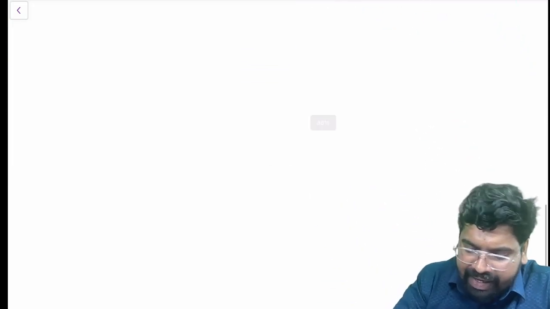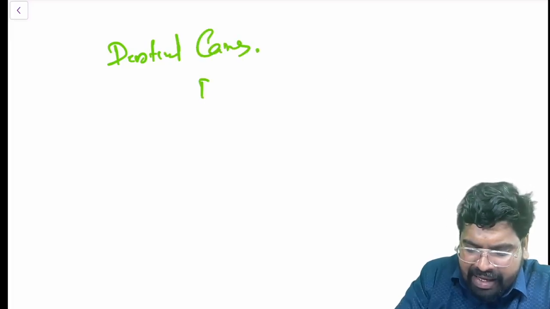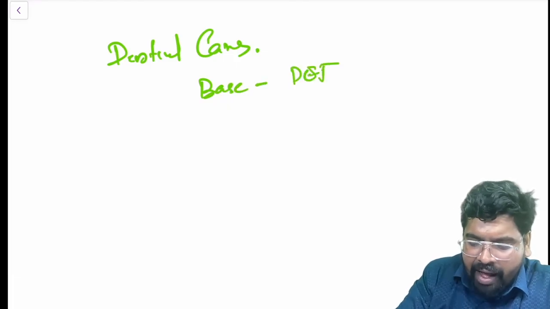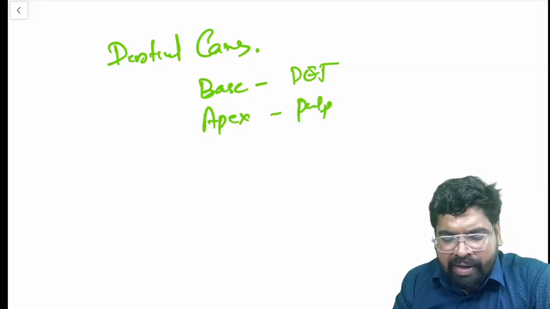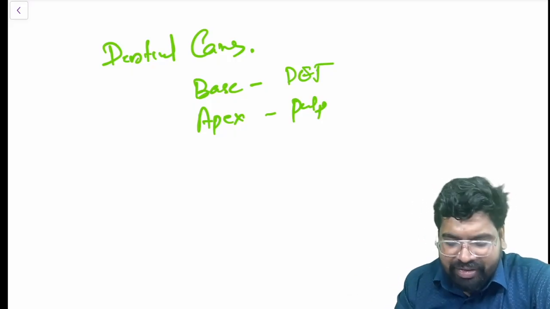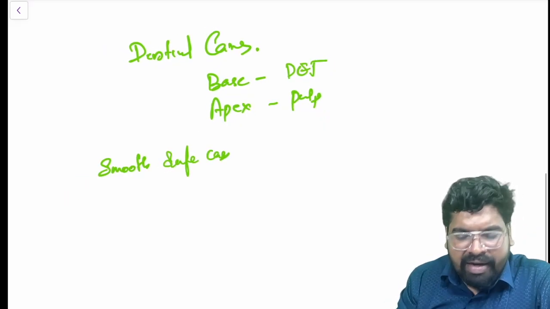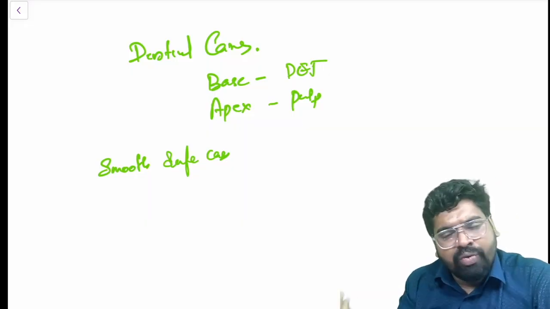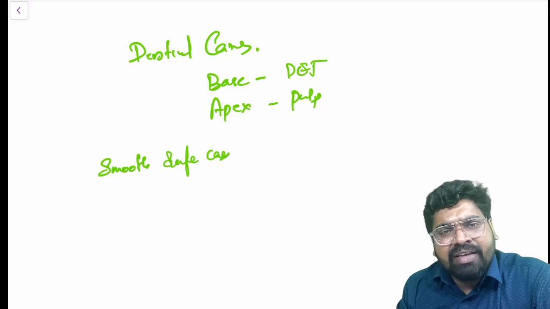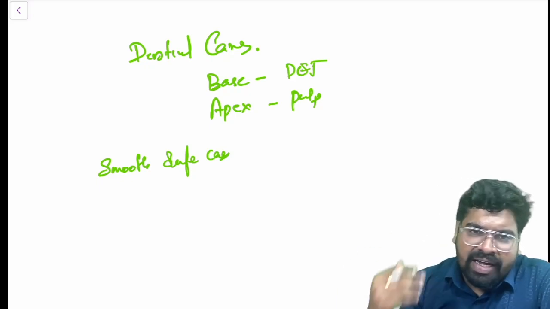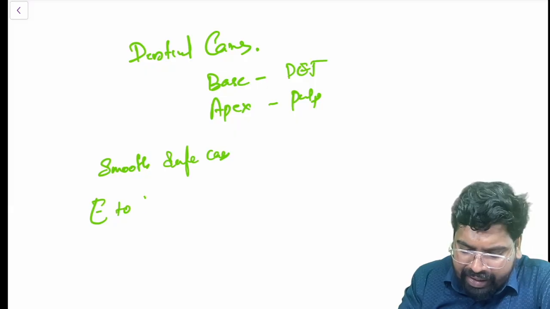For a dentinal caries, you should always remember the base is towards the DEJ and the apex is towards the pulp. So they can ask you about a smooth surface caries: the base is towards the outside and the apex is towards the DEJ. In a pit and fissure caries of enamel, the base is towards the DEJ and the apex is outwards.